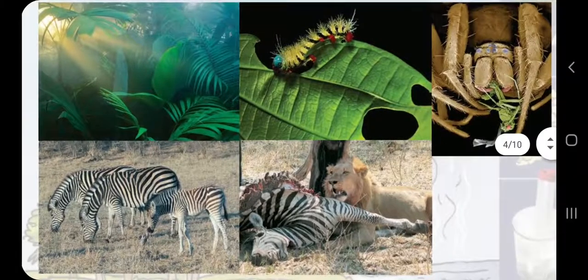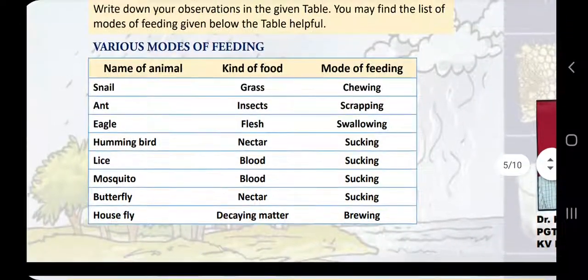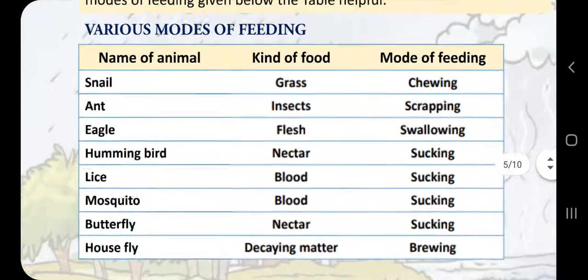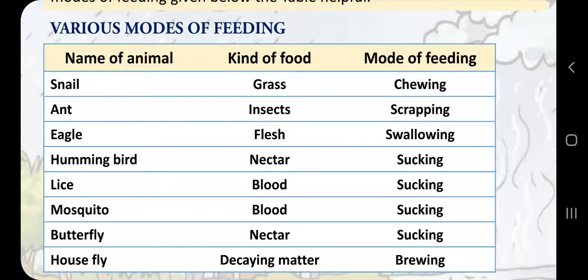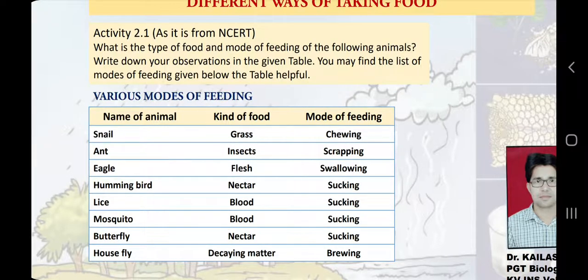Here are some pictures which give you an idea that although we have discussed two types of nutrition in animals, herbivory and carnivory, there are several means of taking food. You can see this in these pictures. The first picture is of course showing plants having food from sunlight, but plants are not today's topic. Today's topic is different modes of nutrition in animals. Here is one table taken as it is from the NCERT book, where it was labeled activity 2.1, and there are three columns in this table: name of animal, kind of food, and mode of feeding.